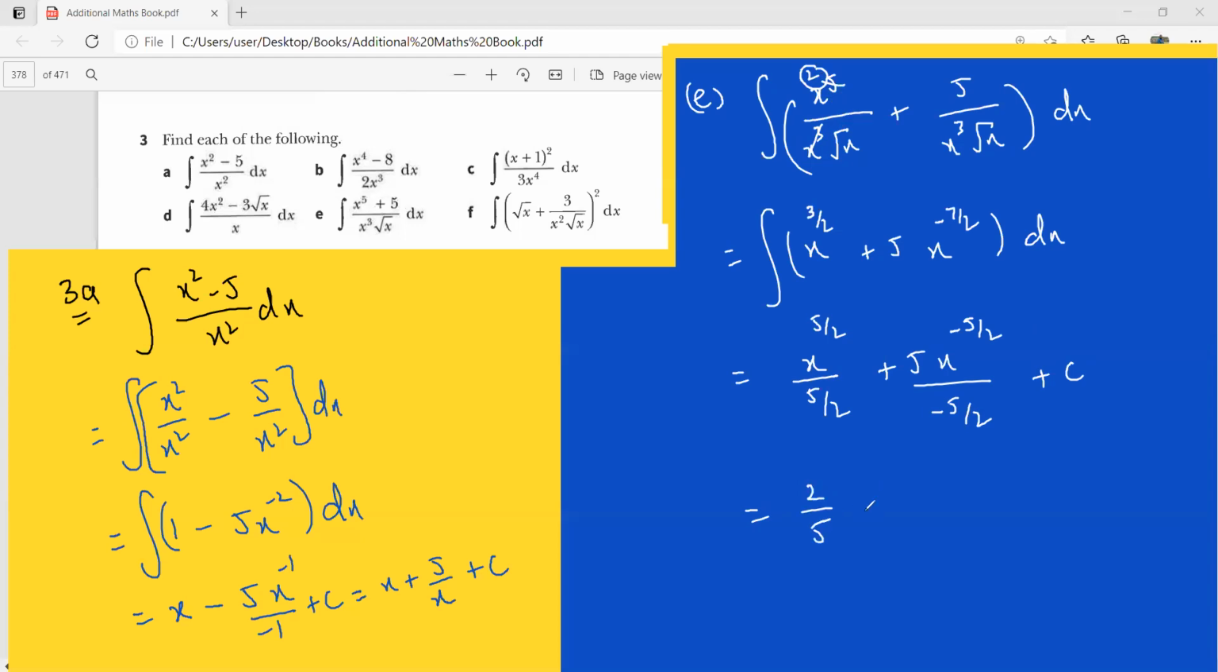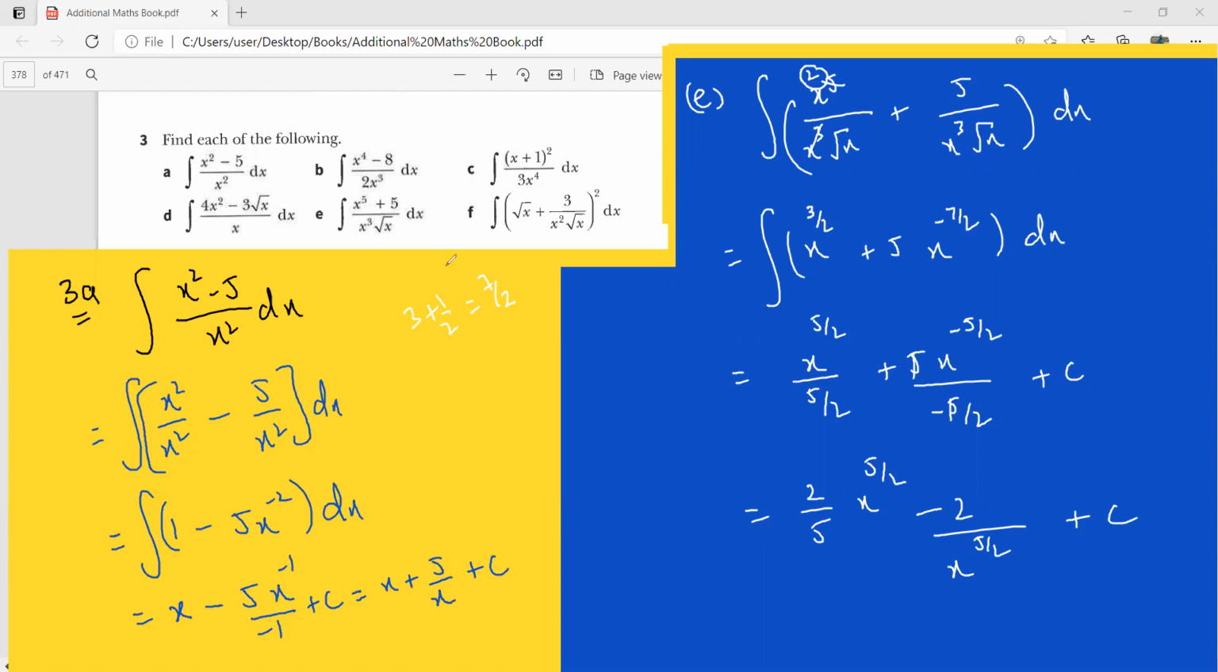Finally, this is 2 over 5 x raised to power 5 over 2. This 5 is cancelled by this. This is minus 2 over x to the power 5 by 2, and this is plus c. That's it. Okay. How did the minus 7 over 2 above come? Wasn't it 3 and then 1/2? What is 3 plus half? Isn't that 7 over 2? Oh, okay. Yeah, when you move it to the denominator. Okay, thank you, no problem.